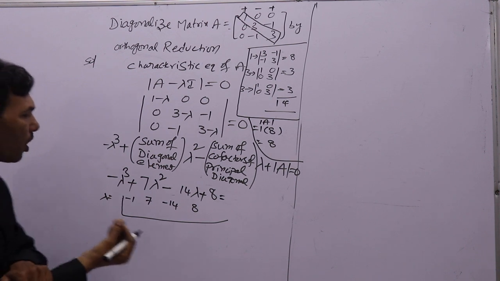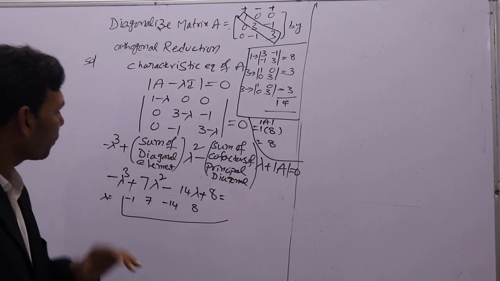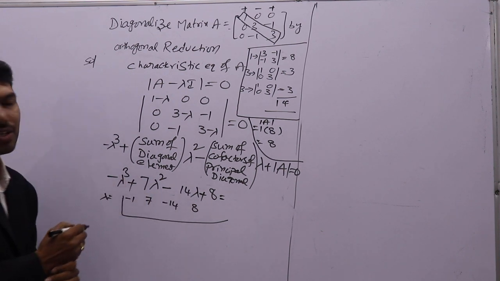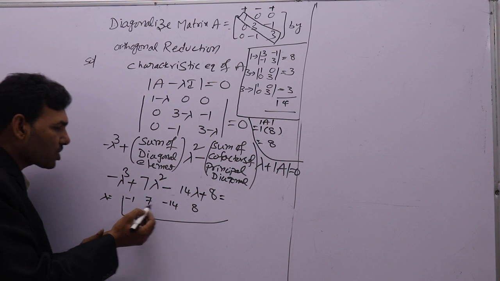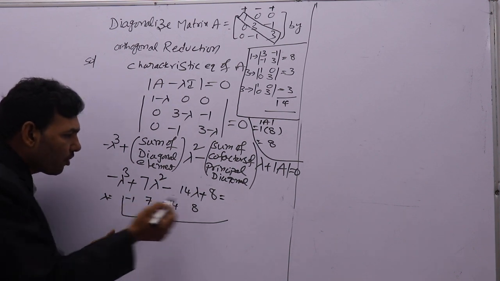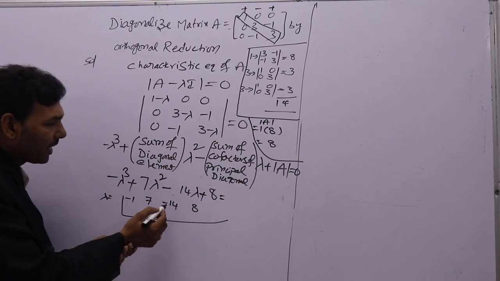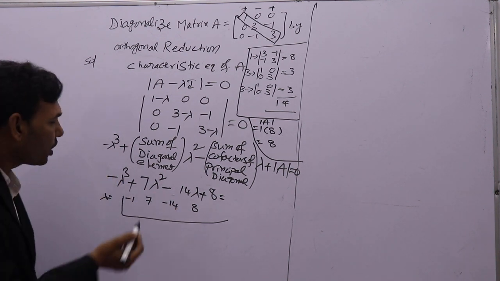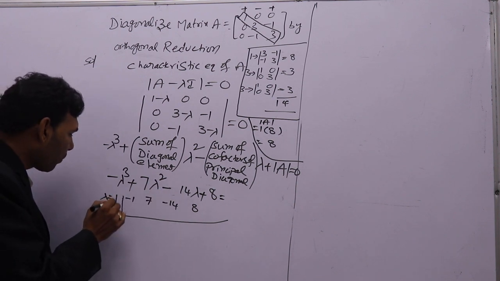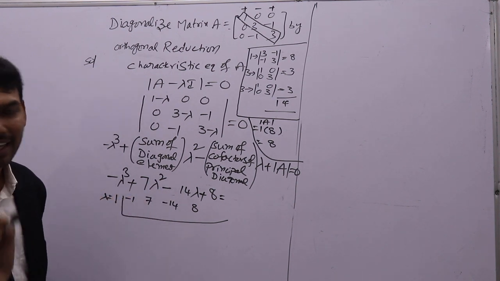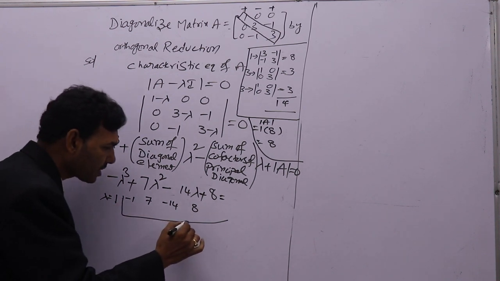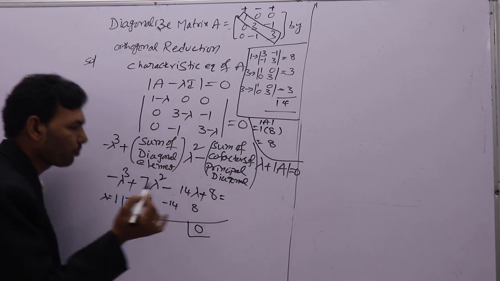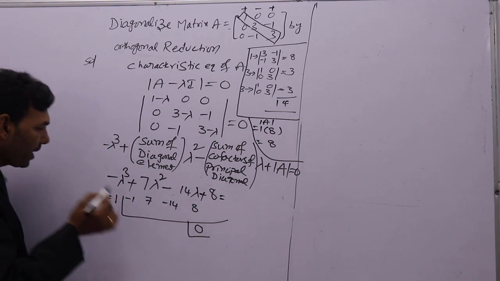Before that, one small technique to identify whether lambda equal to 1 is a root or not: simply add all the coefficients. Adding all coefficients means first add the plus terms. 7 plus 8, 15. Next add the negative terms, minus 14, minus 1, minus 15. 15 minus 15, you will get 0. If you get 0 like that, lambda equal to 1 is definitely a factor, definitely a root. If you do this synthetic division process, at the end you have to get 0. The process I will tell you now. So lambda equal to 1.